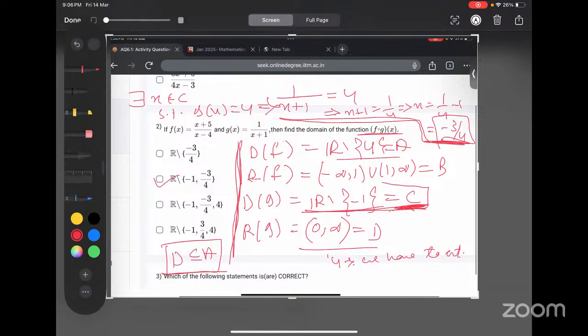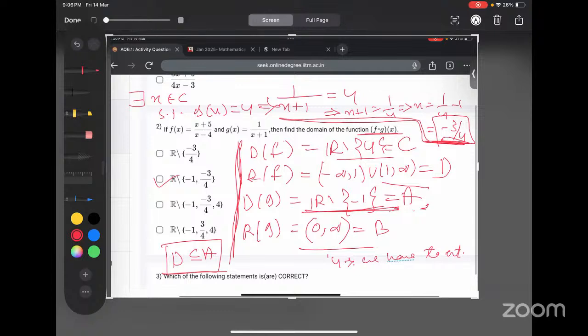So in that case, we will take this as our A, this as our B, this as our C, this as our D. Let me know then what is the domain of G compose F. You just calculate and let me know. We need the compose function also.